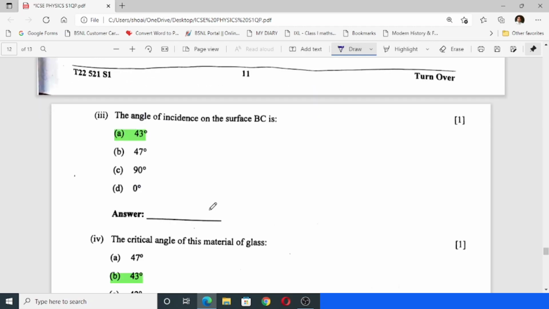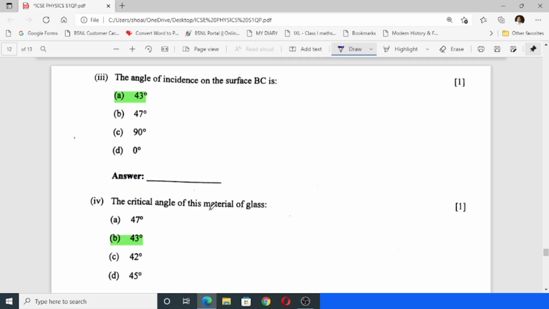Now next, number 3, the angle of incidence on the surface BC is A, that is 43 degrees. Number 4, the critical angle of this material of glass is 43 degrees. B is the correct option.